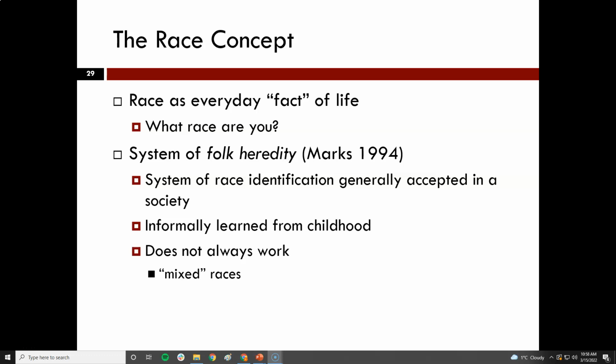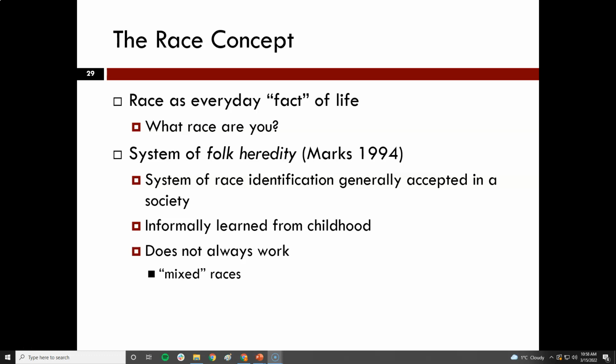So one of the anthropological pieces that I think is really useful is the work of Tony Marks in 1994, who described that basically race is often used, particularly in the West, as a system of folk heredity. An example of this would be the politeness formula that we see used here in Canada, which is like, oh, where is your family from? Where are your ancestors from? Where are you originally from, right? Where are your origins? And essentially what we need to ask the person is, what is your race, right?